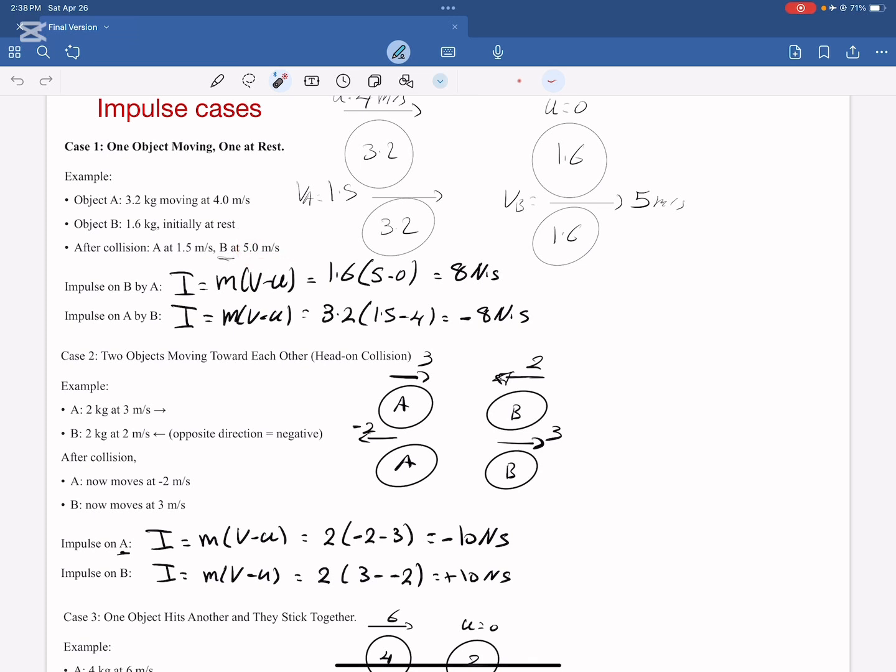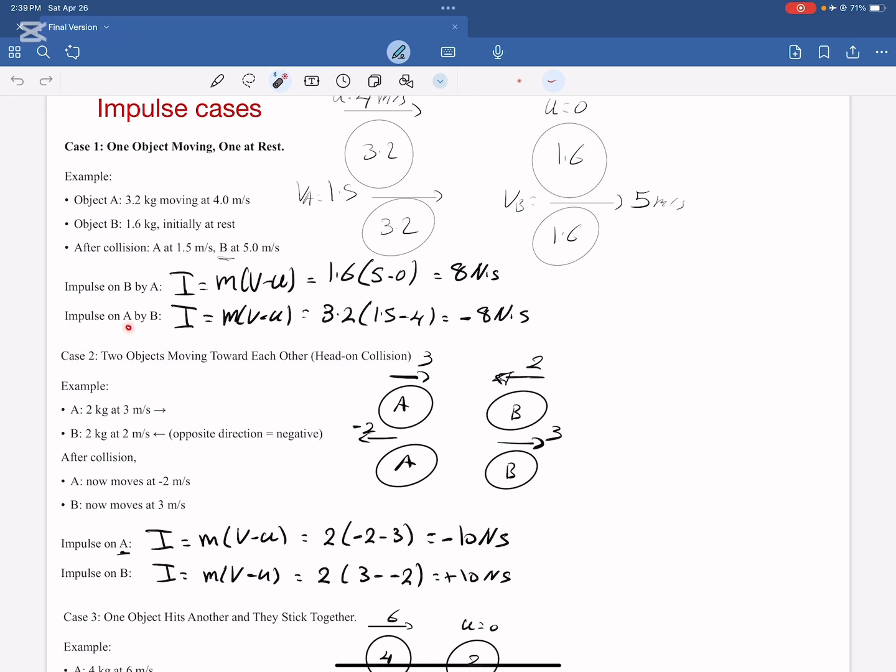Now, if you want to calculate the impulse on B by A, so we're calculating the impulse on who? On B. So therefore, we're going to take the mass of B and apply the impulse change equation. So final velocity was 5 and initially was 0. So that gives you 8 newton seconds. You always have to give respect to the direction.